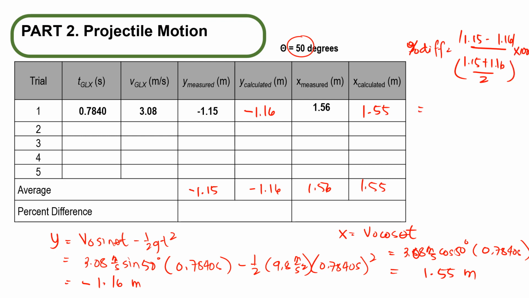So this is equal to 1.15 minus 1.16. Again, this one is an absolute value. If your answer is negative, you have to change that to positive. Divided by the average, so 1.15 plus 1.16, and then divided by 2. And then that is to be multiplied by 100.